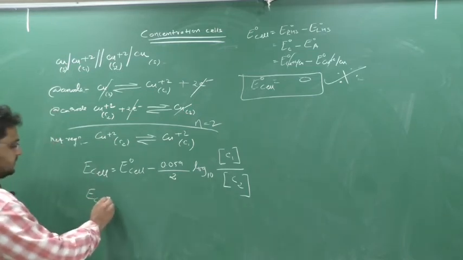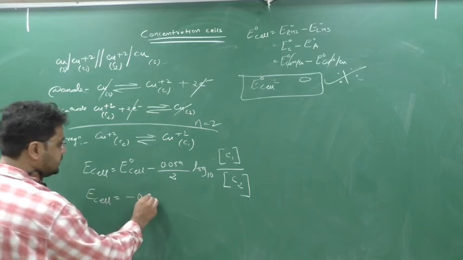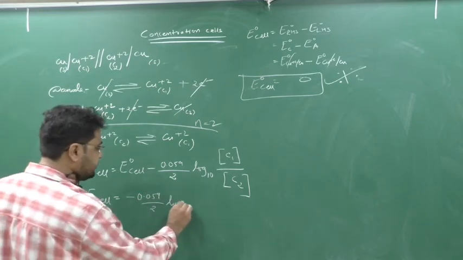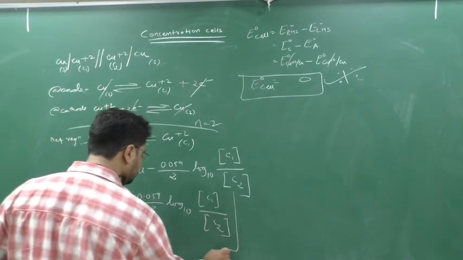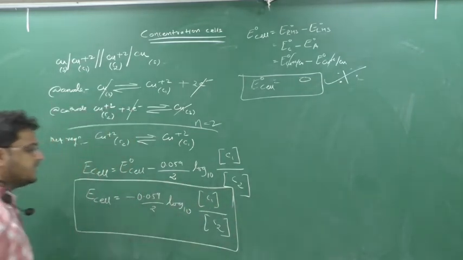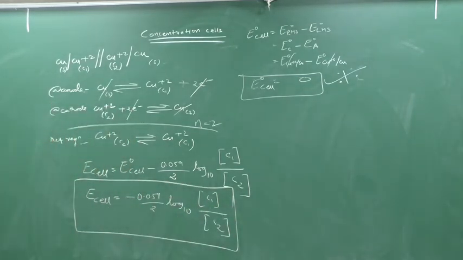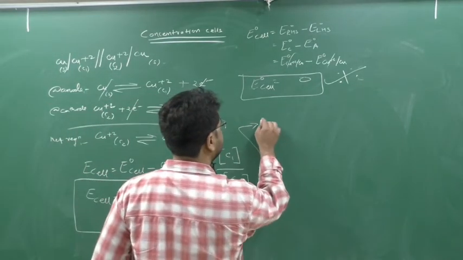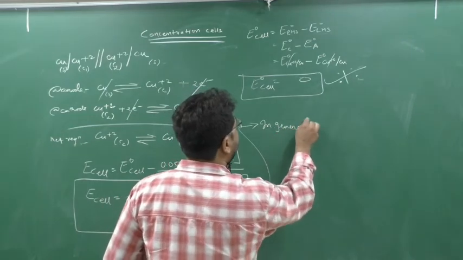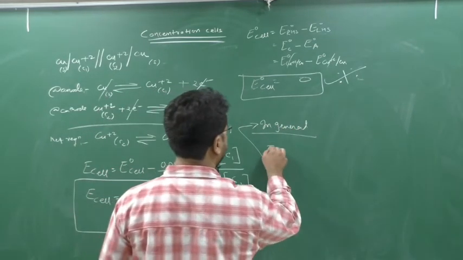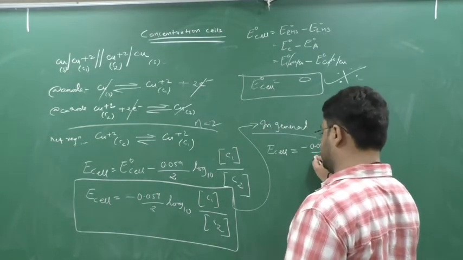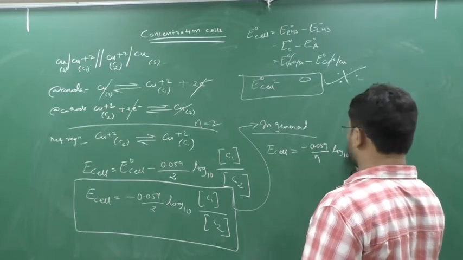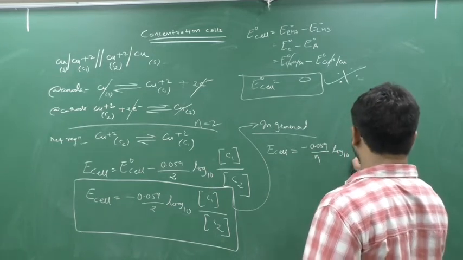Put this value here. Therefore, E cell equals 0 minus 0.059 by 2 log to the base 10 of the concentration of C1 upon the concentration of C2. This is the net derivation for the cell potential of a concentration cell. In short, in general, if I want to write it down, E cell equals minus 0.059 upon n log to the base 10 of the concentration C1 upon the concentration C2.